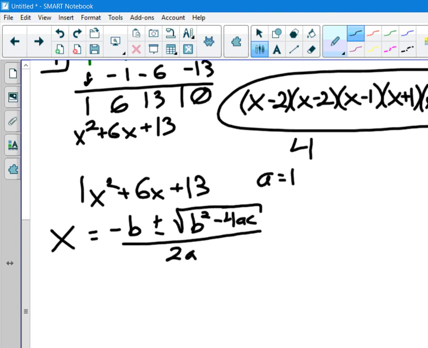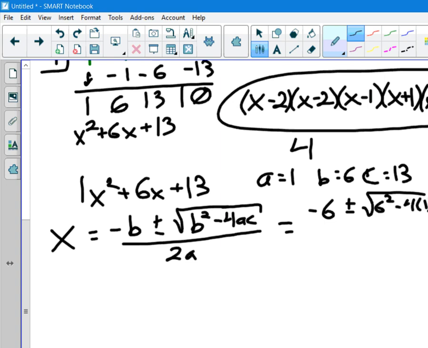Once again, our A is 1, B is 6, and C is 13. So as I start plugging in this information, the opposite of B, the opposite of 6 is negative 6, plus or minus 6 squared minus 4 times 1 times 13, and all over 2 times 1.